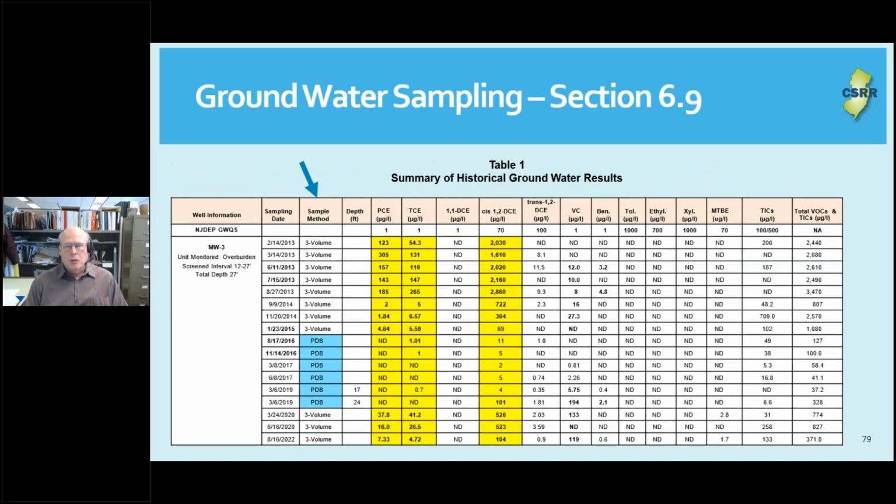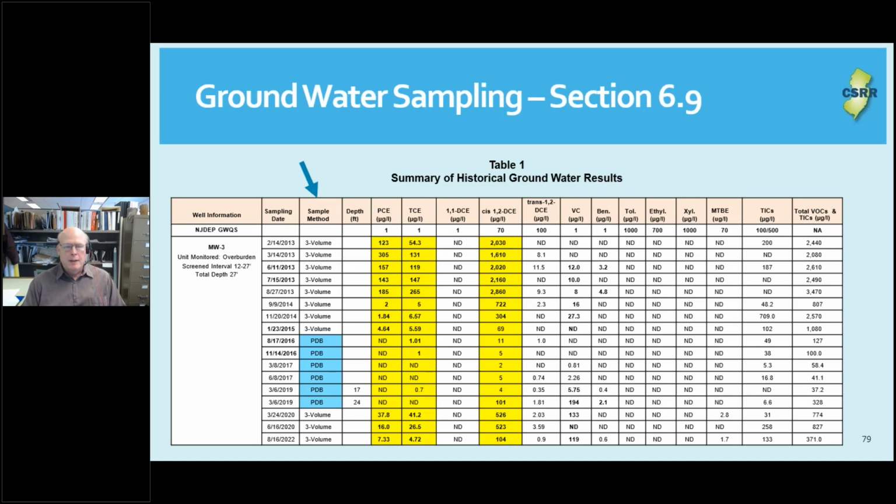This is a real table of historic groundwater sampling results that was submitted to DEP. The name and location of the site have been removed for discussion purposes. On the left side of the table, you can see that the data is identified as being from a water table well screened 12 to 27 feet below ground. There's also a column titled Sampling Method, marked by a blue arrow. As you can see from the table, samples were collected from this well by the volume averaged method and the passive diffusion method. Please note the water quality results for PCE, TCE, and cis-1,2-DCE highlighted in yellow.